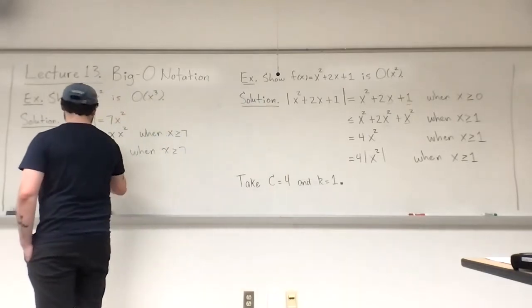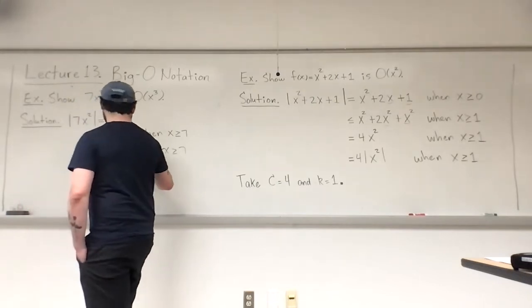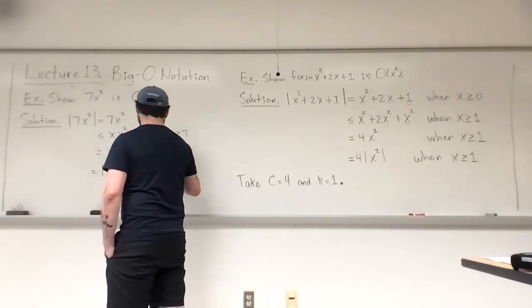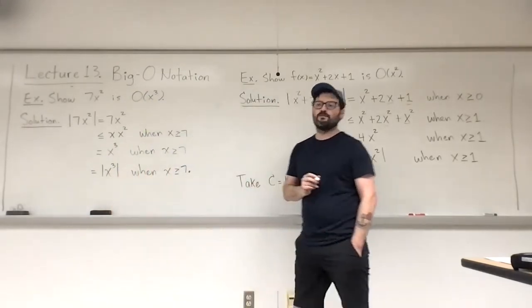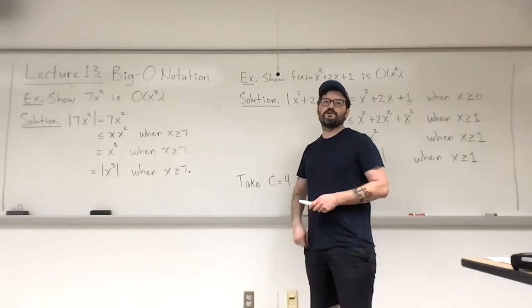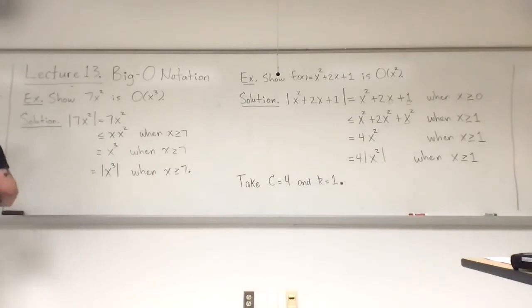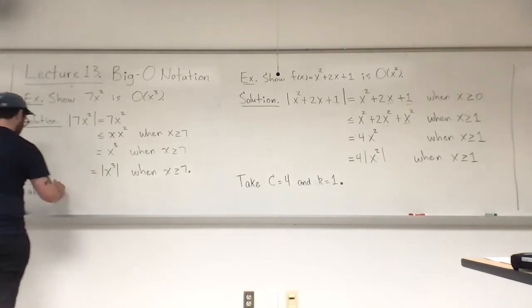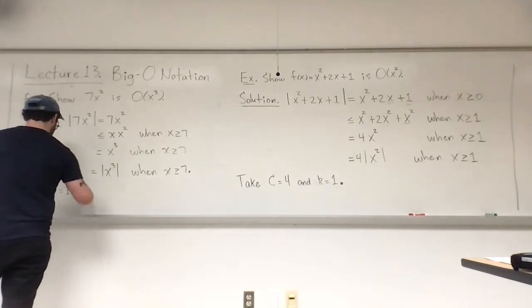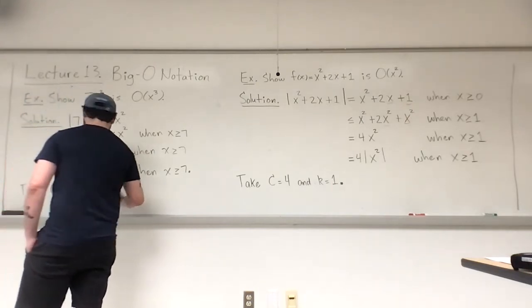And then finally, this is equal to the absolute value of x cubed. Again, x is greater than or equal to 7. So we found our c and our k. C is 1, k is 7. These are called the witnesses to the big O instance. So then you would just write this explicitly out. Take capital C to be 1, and lowercase k to be 7. Done.